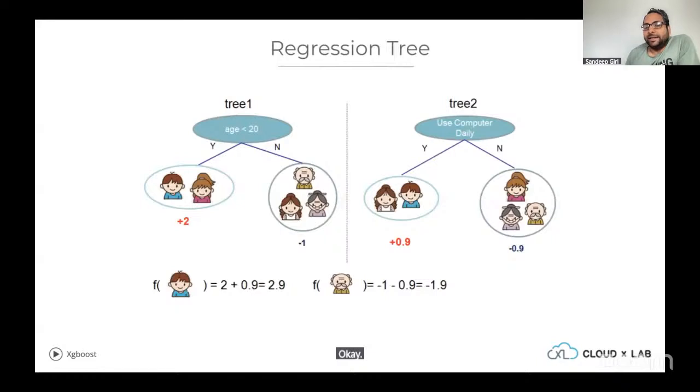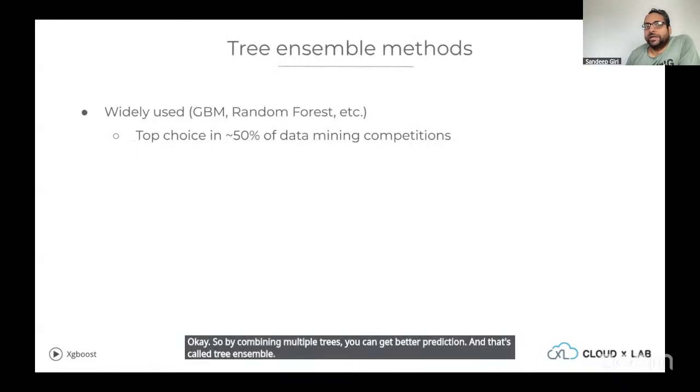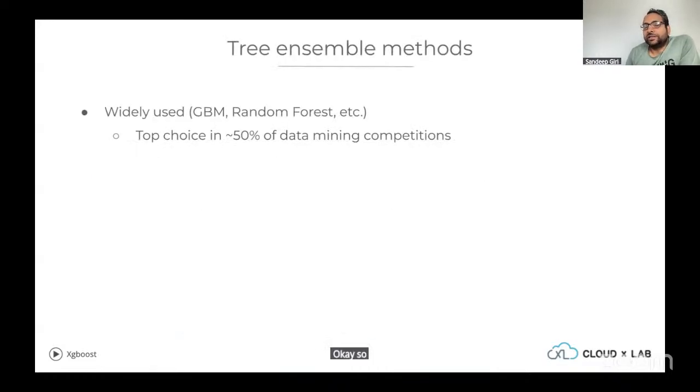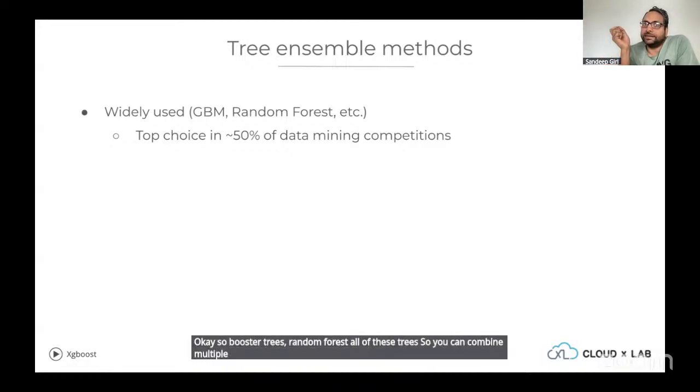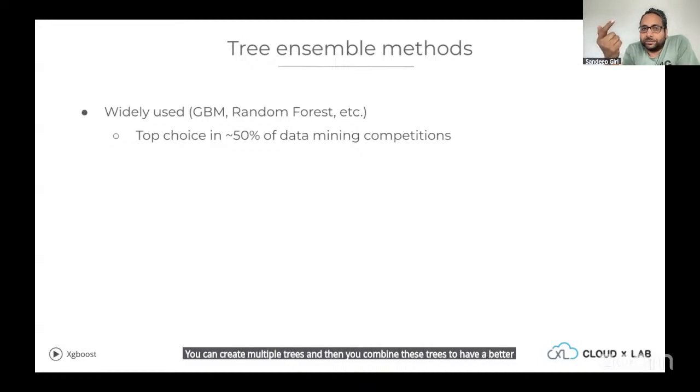So by combining multiple trees, you can get better prediction, and that's called tree ensemble. Gradient boosted trees, random forest, all of these are tree ensembles. You can take the data set and build one tree based on some features, another tree based on other features, or a combination of the two. You create multiple trees and then combine them to have a better outcome.